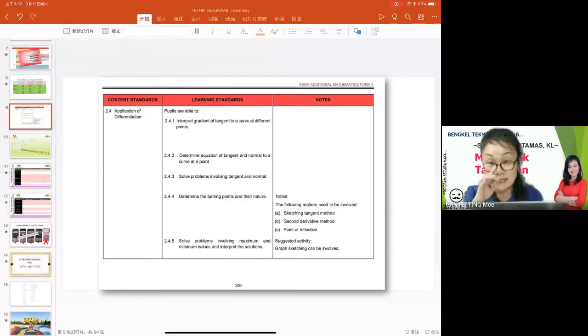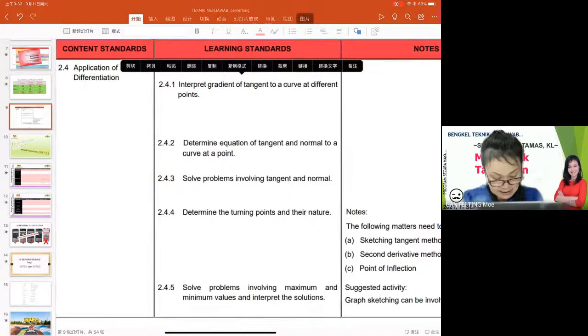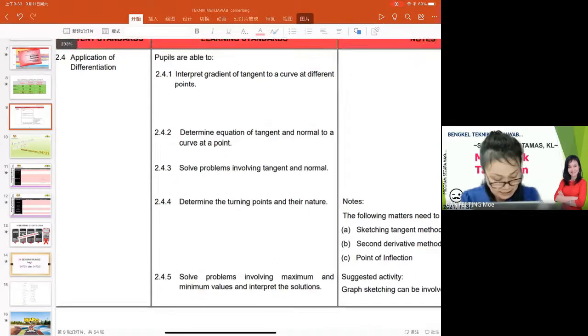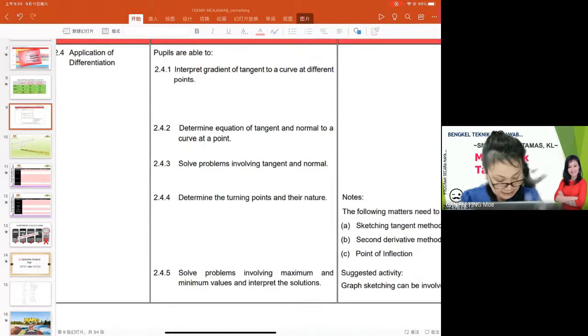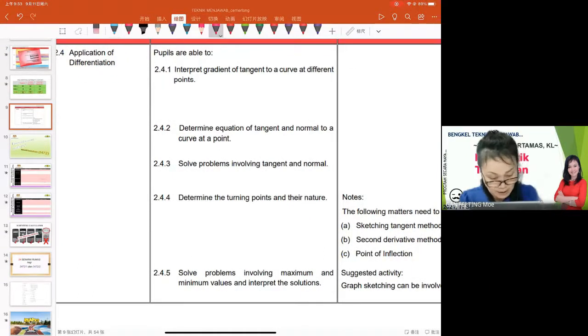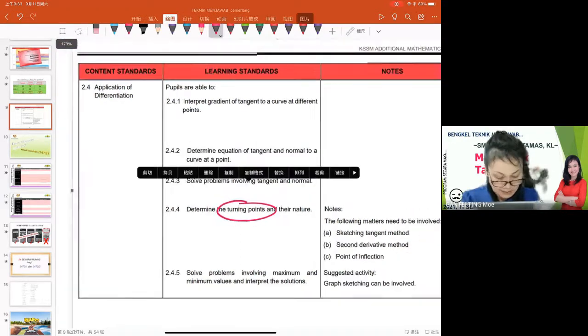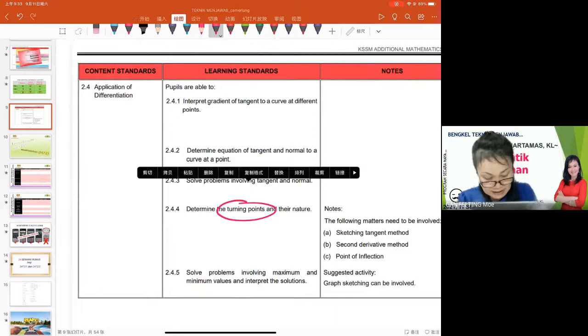Okay, you can see in this, interpret the gradient, tangent, determine the equation, solve the problem, the turning point. Here we have the turning point, and here we have solve the minimum. So this is the application of differentiation. This is the application, right?